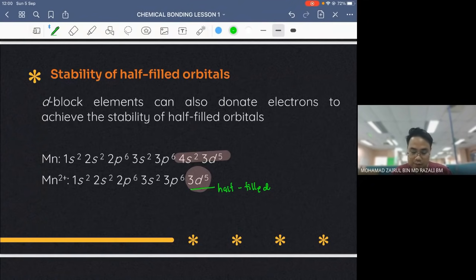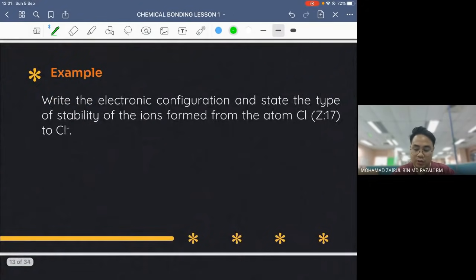Okay, so for example, write the electronic configuration, and then state the type of stability of the ion formed from the atom chlorine. Okay, chlorine, the proton number for chlorine is 17. Okay, and then kita nak tahu the stability for chloride ion.